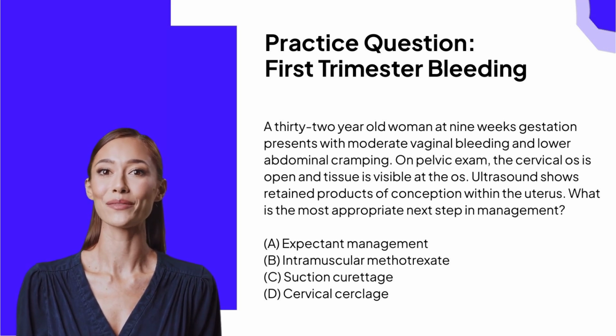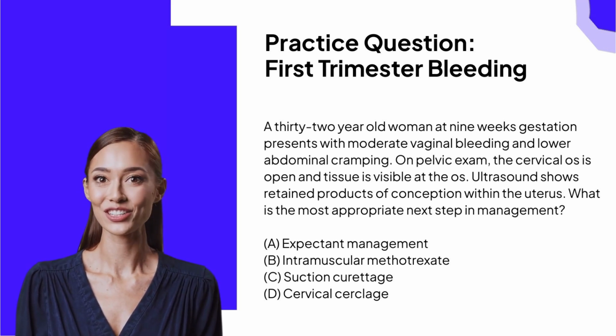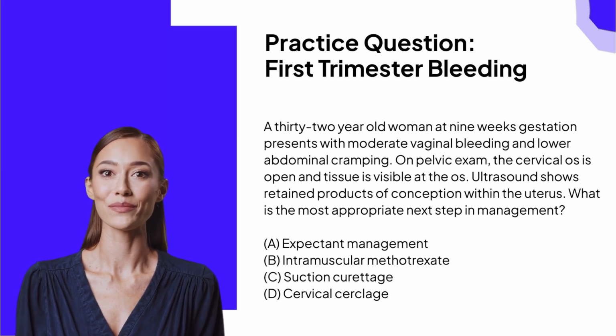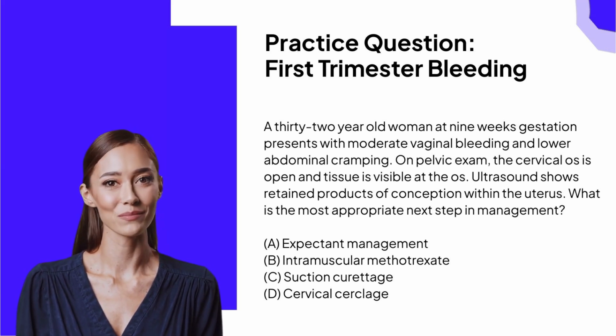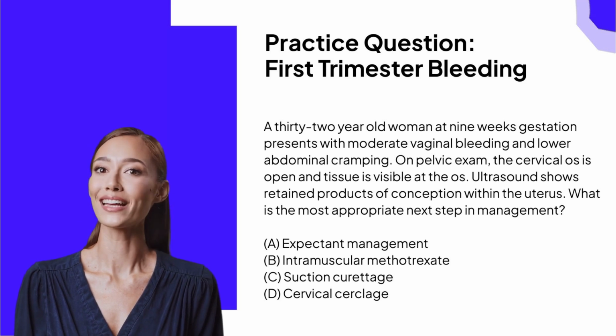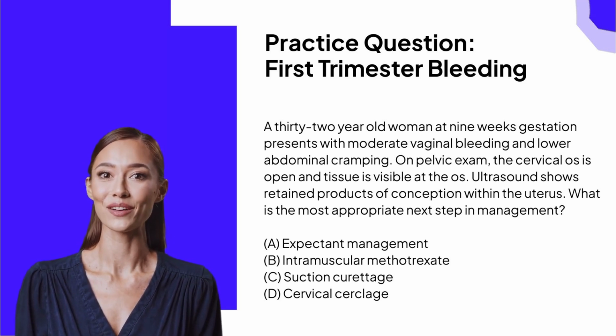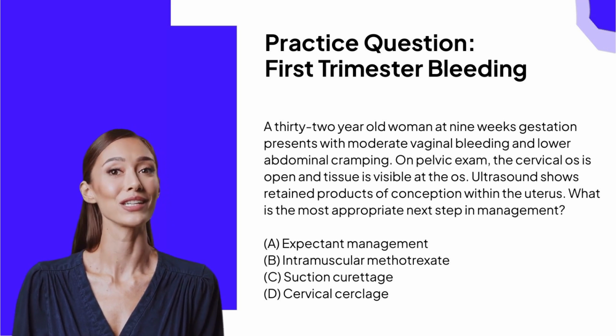On pelvic exam, the cervical OS is open and tissue is visible at the OS. Ultrasound shows retained products of conception within the uterus. What is the most appropriate next step in management? Think about the classification of this type of abortion based on the OS status and what you see on ultrasound. We will walk through the reasoning on the next slide.